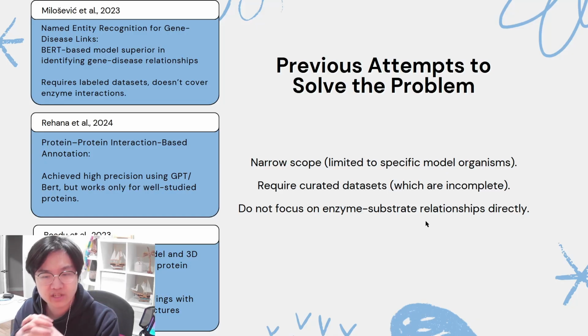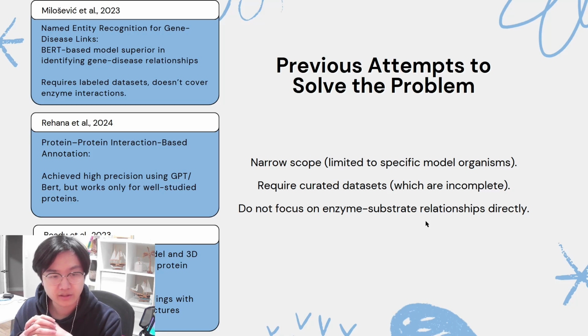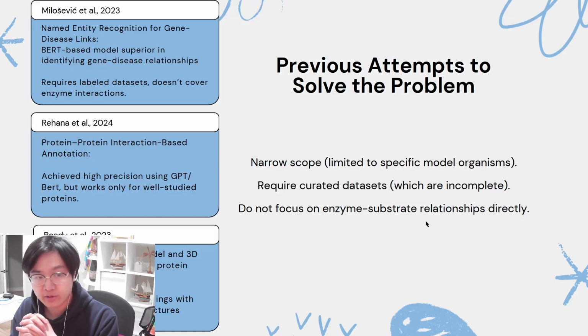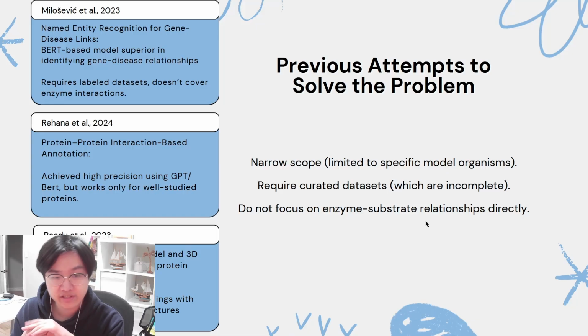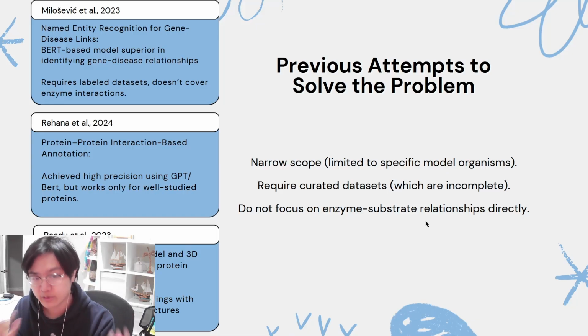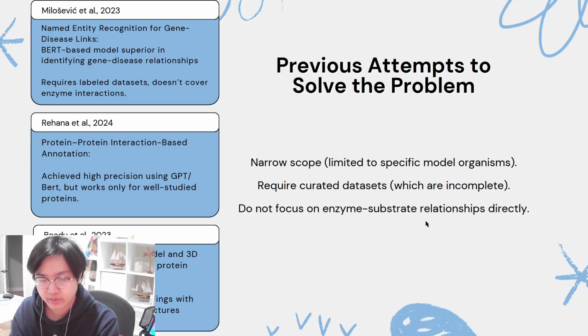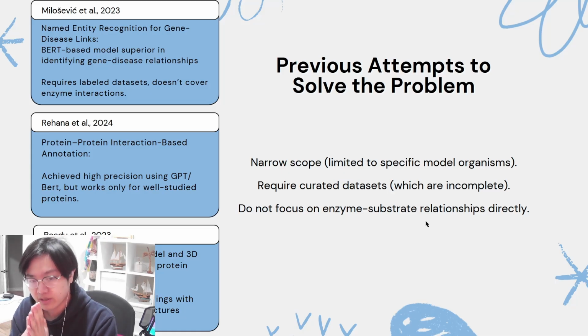So just to briefly go over some related works and previous attempts to tackle the problem of data availability and the curation gap, they include the paper Named Entity Recognition for Gene Disease Links by Milosevic et al., where the authors found that a PubMed-BERT-based model was superior to rule-based systems at identifying gene disease links. However, their approach required labeled datasets and didn't cover enzyme interactions, which is our area of focus here. In 2024, Rahana et al. used models like GPT-4 and BERT to achieve high precision in extracting protein interactions from a given paper. However, this only applied to well-studied proteins for which a large body of work existed already.